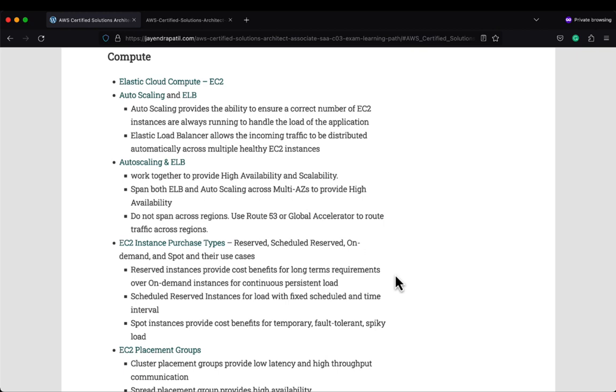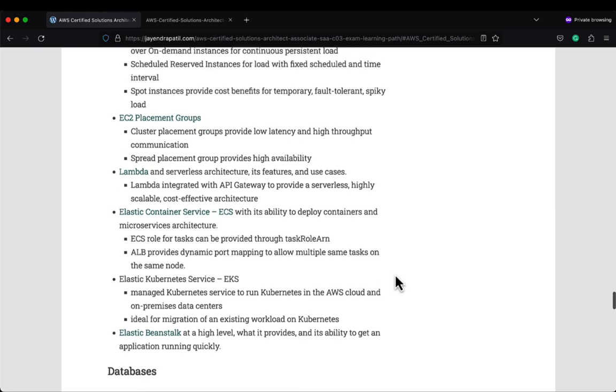Auto-scaling with load balancer helps in building highly available and scalable applications. Auto-scaling helps applications scale as per the demand, and load balancer allows the incoming traffic to be distributed automatically across multiple healthy EC2 instances, which can span across multiple AZs. AWS Lambda provides serverless applications.